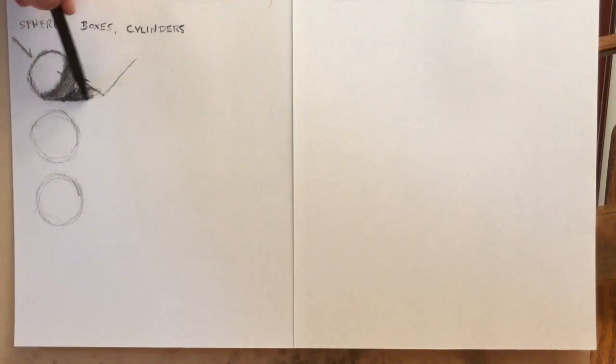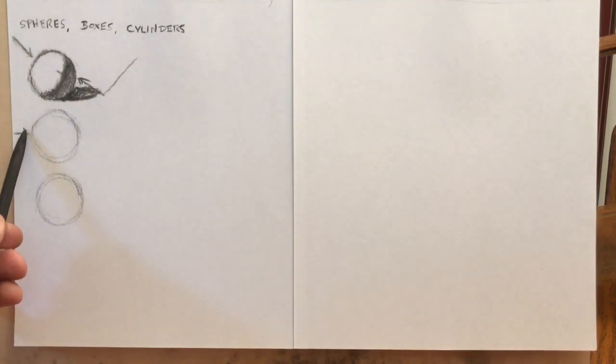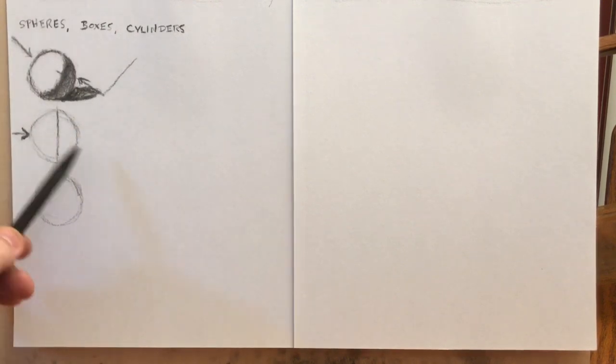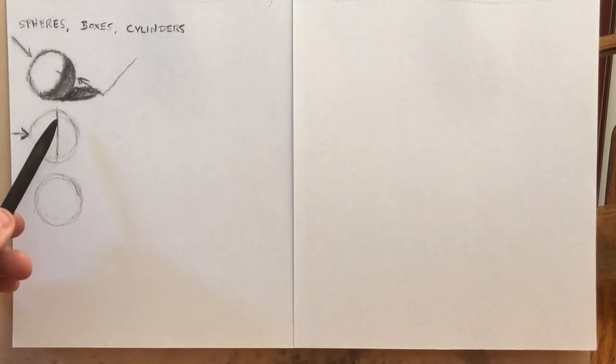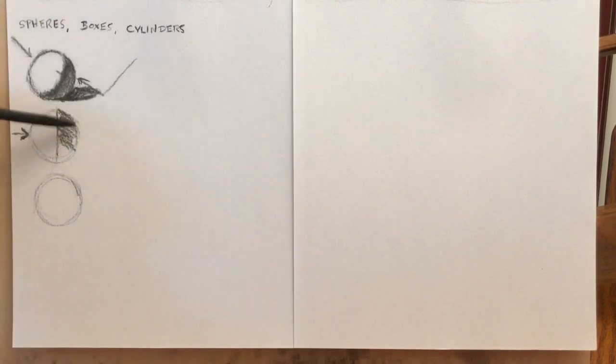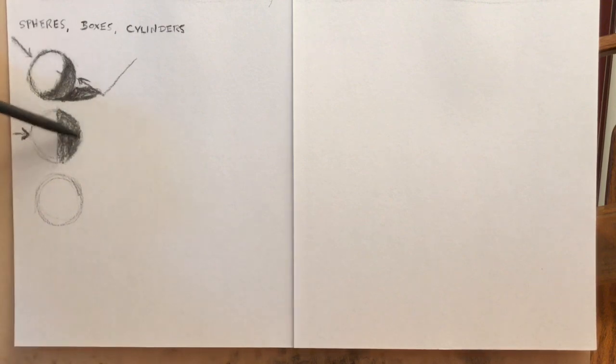Okay, so for each of these spheres, what I'm going to do is imagine a slightly different lighting situation. So for this one down here, the light's coming in, let's say, from the side and hitting it completely from the side. So what I'm going to get is basically half of the sphere in light and half in shadow. And then I will just block in that shadow shape.